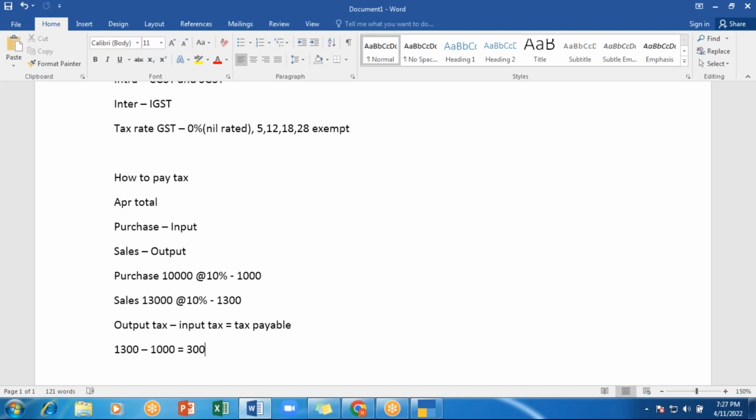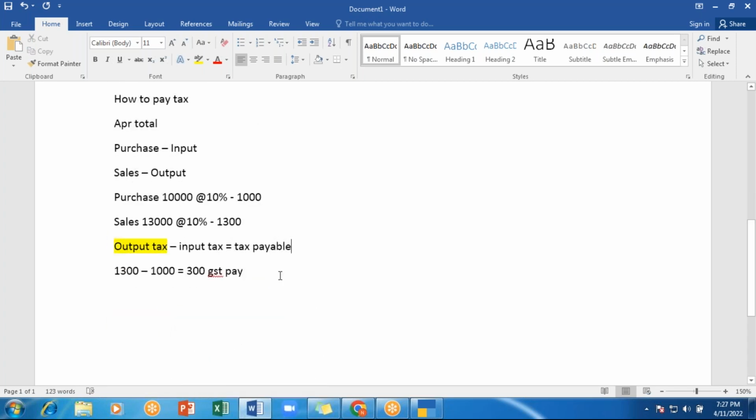From Merlin, I've collected 1,300. When I've collected this 1,300, what I have paid from my pocket, I should subtract, right? I've paid some money as tax from my pocket. So I'll subtract that, and the extra tax that I'm having in my hand, that one I'll pay to the GST department. This is one scenario where my output is more. When my output is more, in that case, I'll be paying a tax.